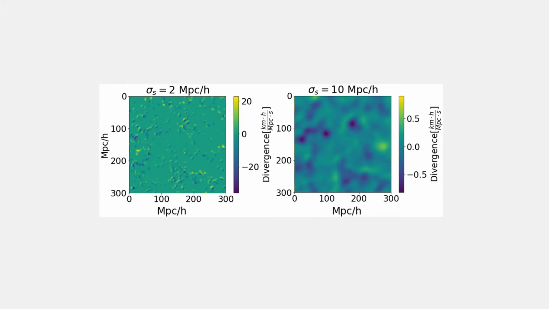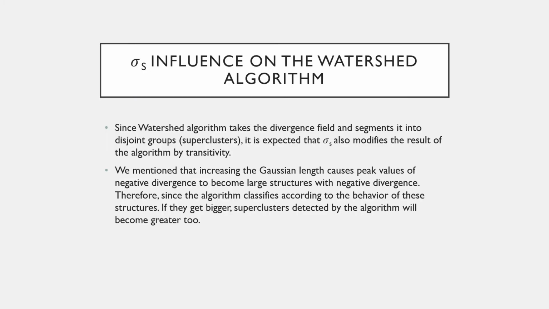Also, using large sigma s causes big values of divergence to be smoothed and values of the field move closer to the average value of the field. Since the watershed algorithm takes the divergence field and segments it into disjoint groups, in this case superclusters, it is expected that sigma s also modifies the result of the algorithm by transitivity. We mentioned that increasing the Gaussian length causes big values of negative divergence to become large structures with negative divergence. Therefore, since the algorithm classifies according to the behavior of these structures.